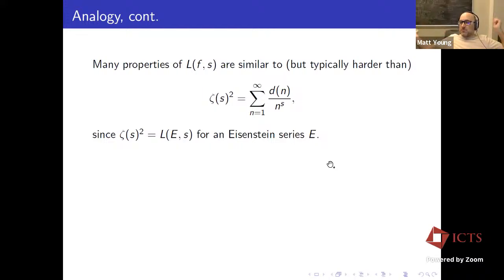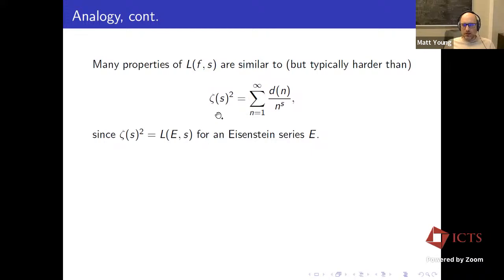But many of the properties of this degree 2 L-function are similar to those of just the square of the zeta function. You take the zeta function squared, and the coefficients are the divisor function. You can think of zeta squared as a GL2 L-function, but with an Eisenstein series instead of a cusp form. Generally, if you have an Eisenstein series for your automorphic form, then the associated L-function will factor into lower degree L-functions.